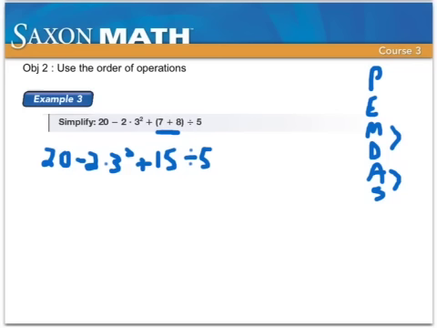There's no more. Now I do exponents. So I'm going to underline my exponents. Everything else stays the same. So I've got 20 minus 2, a times sign, and 3 squared. That means 3 times 3, that's 9. The rest of the stuff stays the same.